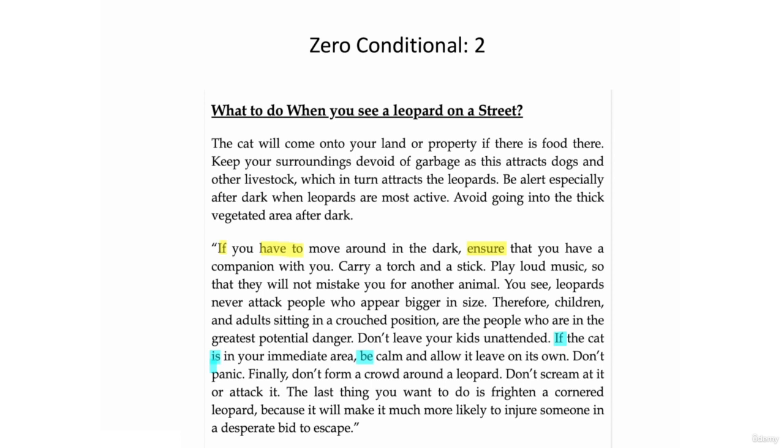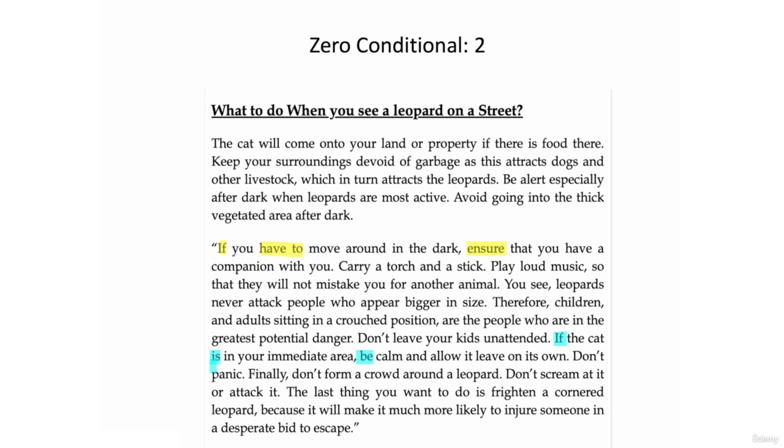There are two examples of the zero conditional in this text. If you have to move around in the dark, is the subordinating clause. Ensure that you have a companion with you, is the main clause.